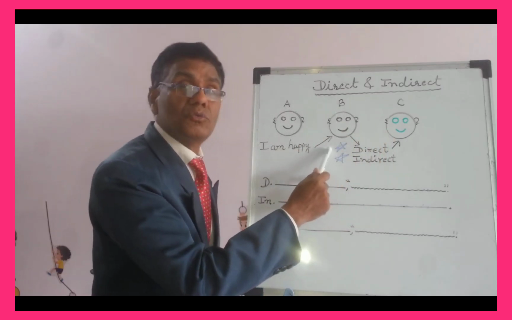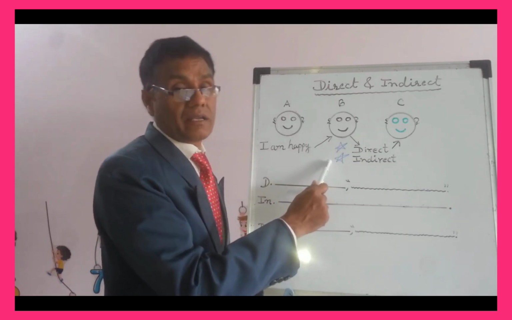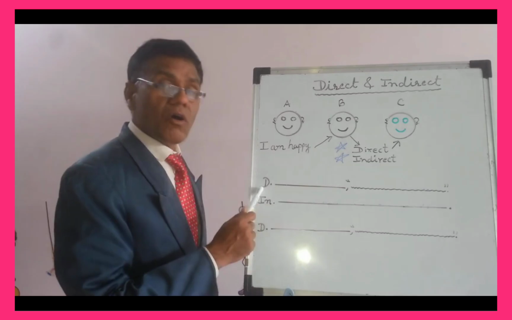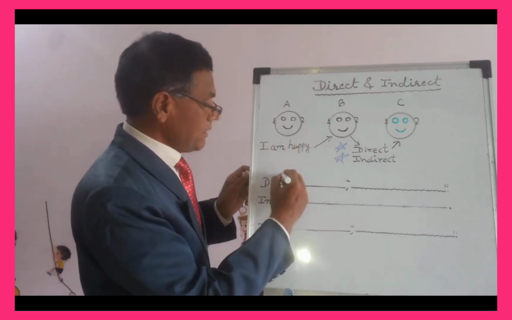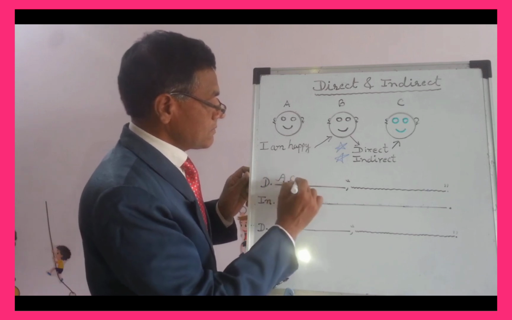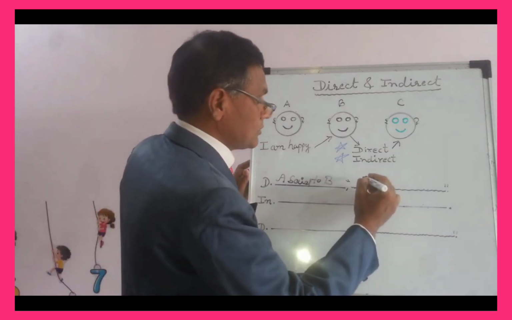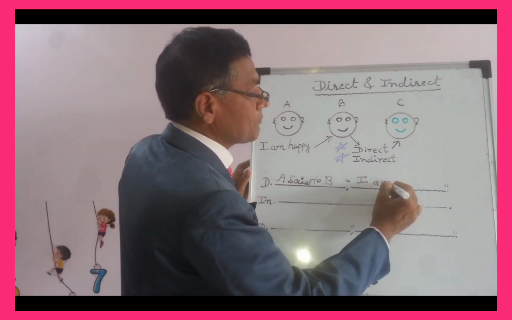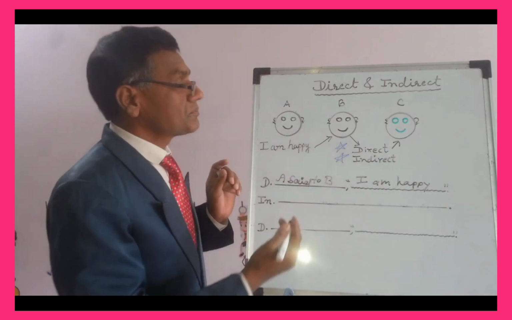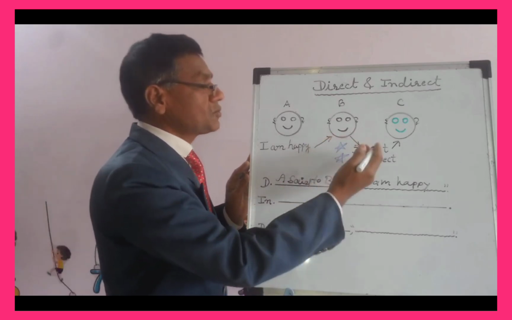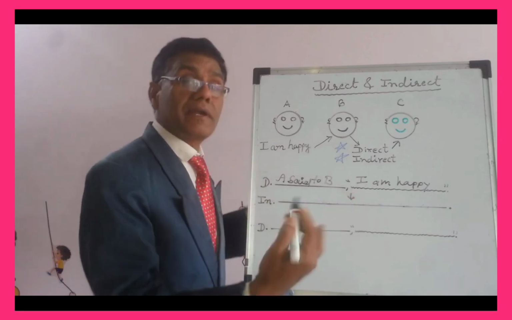Here there are 2 ways to do this. Number 1 is direct, second is indirect narration. So, the way of telling in direct narration is like this. If I say here, A said to B, "I am happy." Now the same message, if B wants to communicate with the help of indirect narration, that will be different.